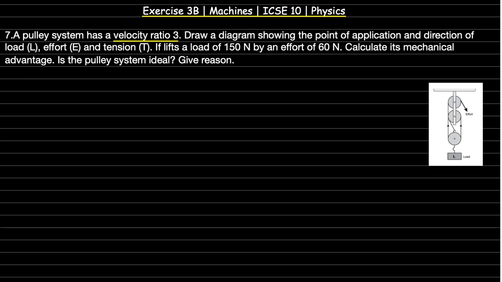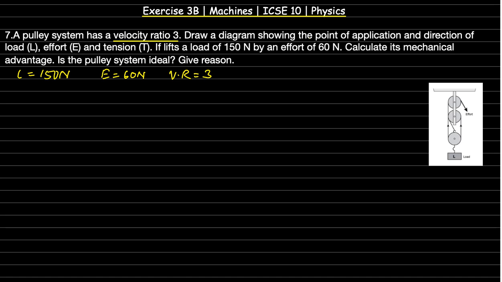Here it is given, it lifts a load of 150 newtons. So I can write here load is given as 150 newtons by an effort of 60 newtons. Effort is given as 60 newtons and velocity ratio is given as 3. We need to calculate the mechanical advantage.